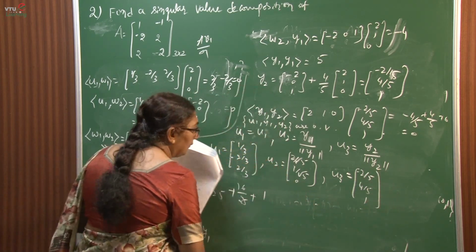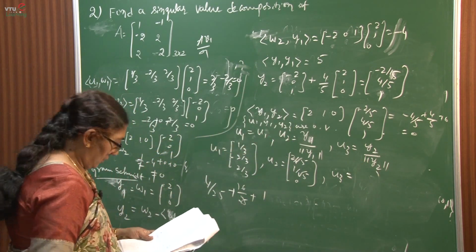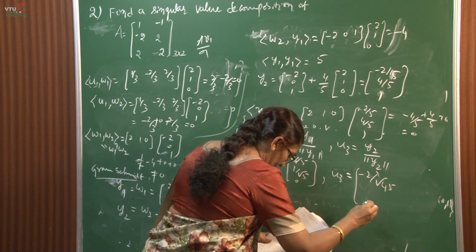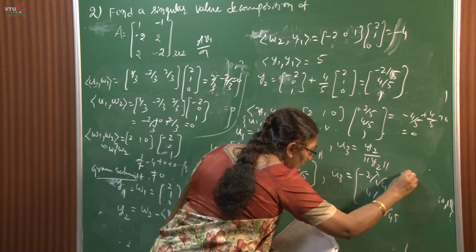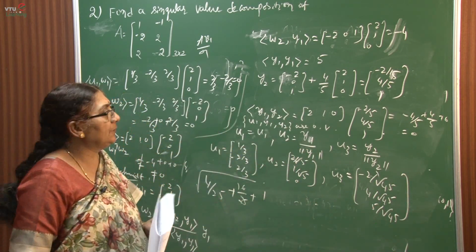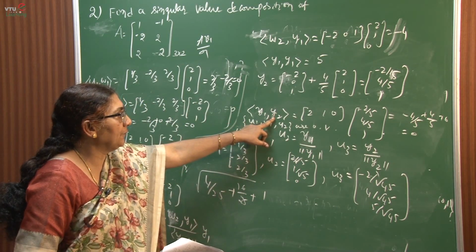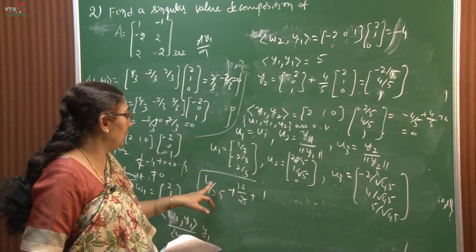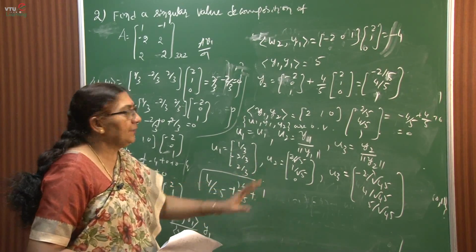V3 of 5, we get different values: minus 2 by root of 45, then 4 by root of 45, and then 5 by root of 45. What we are going to do here is calculate the square root of this. What is the norm of Y2? It is the square root of minus 2 by 5 whole square, which is 4 by 25, plus 16 by 25, and 1. Take the LCM and simplify that, we get this.